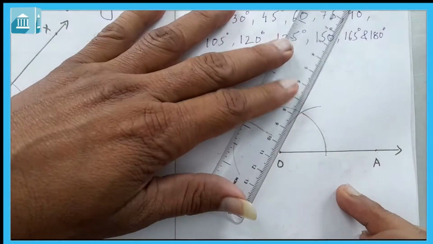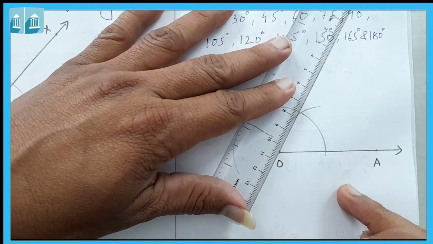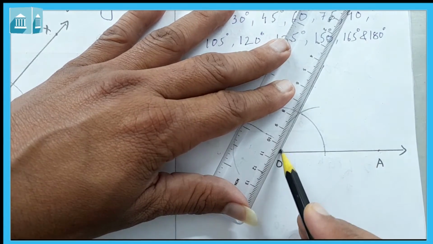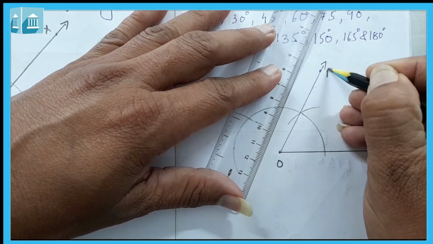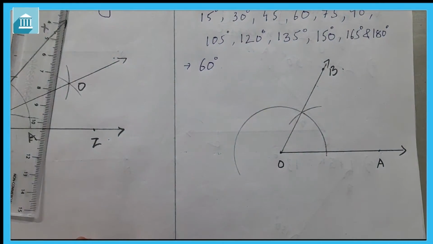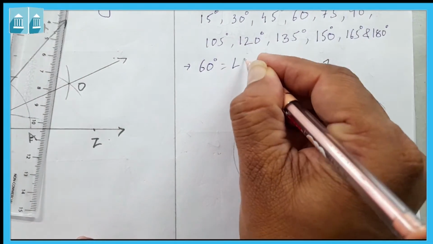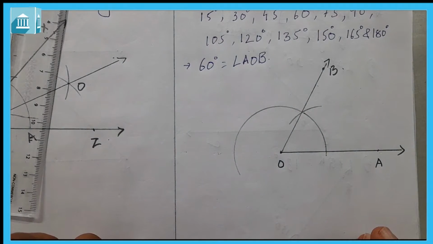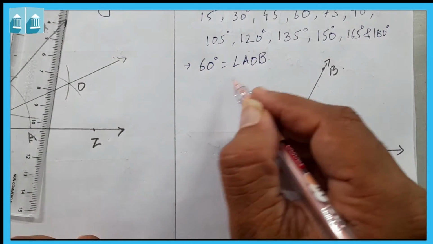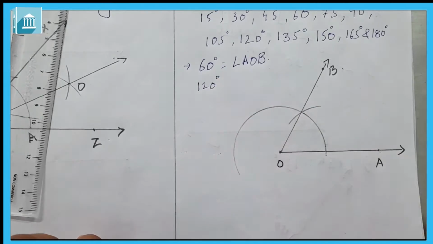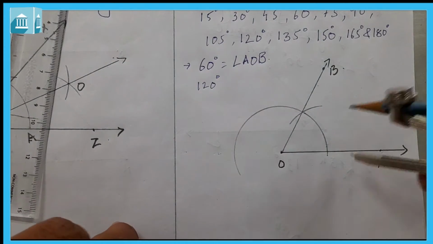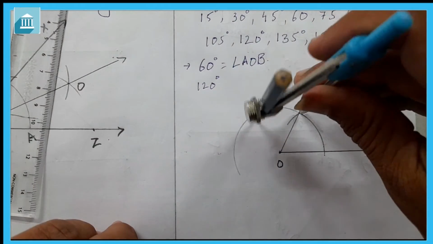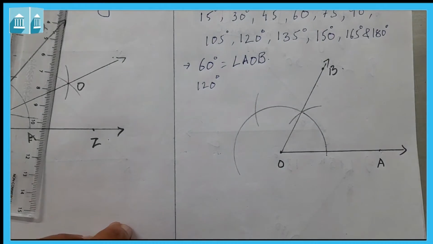तो ये जो एंगल हुआ हमारा, that is our 60 degree. This angle, suppose B, angle AOB, we can write angle AOB is our 60 degree. Then let us draw angle 120 degree. 120 degree if you want to do with the same, this is 60 degree, तो इसका डबल कर देंगे, so that it will be 120 degree.